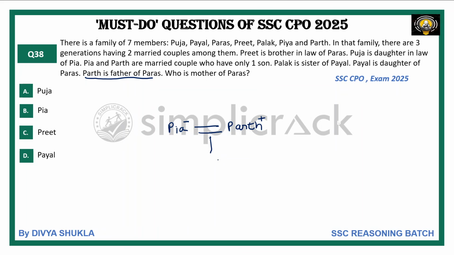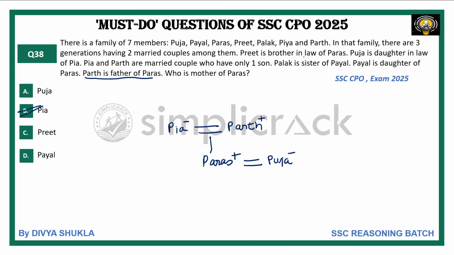So if I'm saying that, that means I can say that Parth is the father of Paras, Paras is the only son, and Pooja is the daughter-in-law of Pia. That means Pooja is the only daughter-in-law of Pia and Parth. Why? Because Paras is the only son. And who is the mother of Paras? So you can say that Pia is the mother of Paras. Option B is the correct answer for this question.